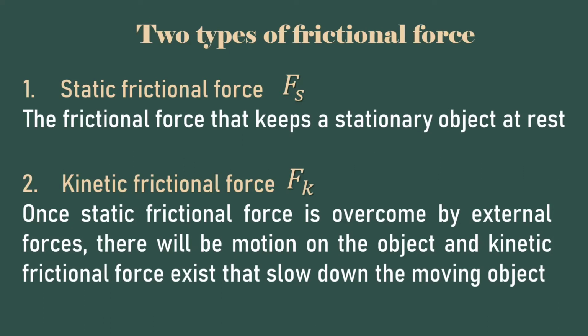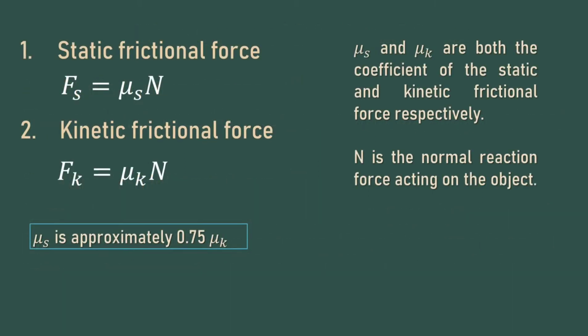force that slows down the moving object once static frictional force is overcome by external force and the object is in motion. This is the given formula to calculate static frictional force and also kinetic frictional force. The μs and also μk shown in the formula are the coefficients of static and kinetic frictional force respectively, whereas the N is the normal reaction force acting on the object.